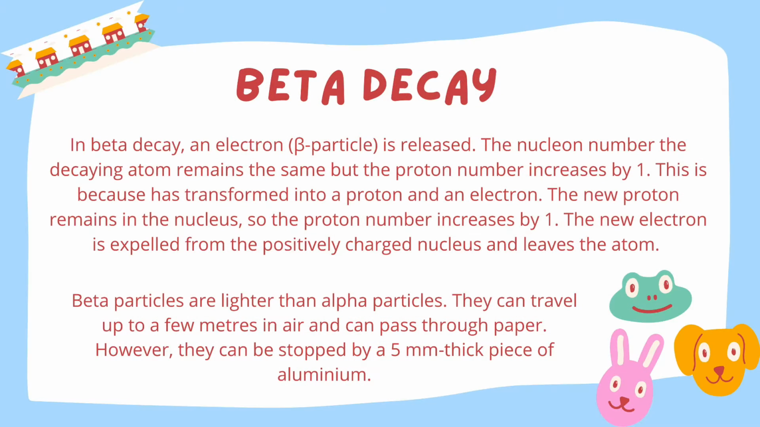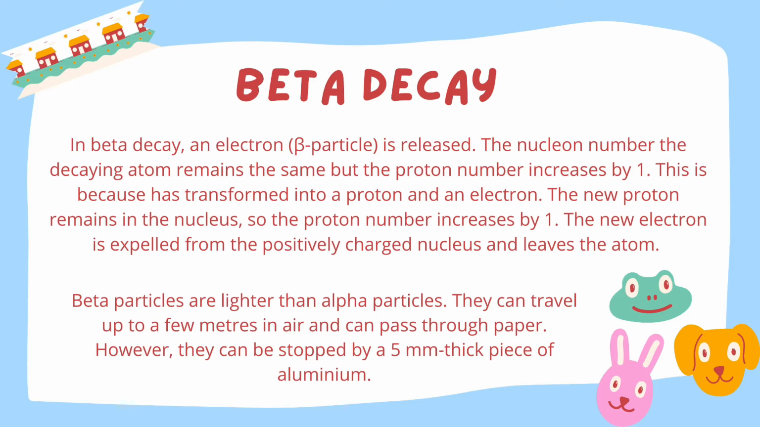Beta decay. In beta decay, an electron, or beta particle, is released. The neutron number of the decaying atom decreases by 1, but the proton number increases by 1. This is because a neutron has transformed into a proton and an electron. The new proton remains in the nucleus, so the proton number increases by 1. The new electron is expelled from the positively charged nucleus and leaves the atom.